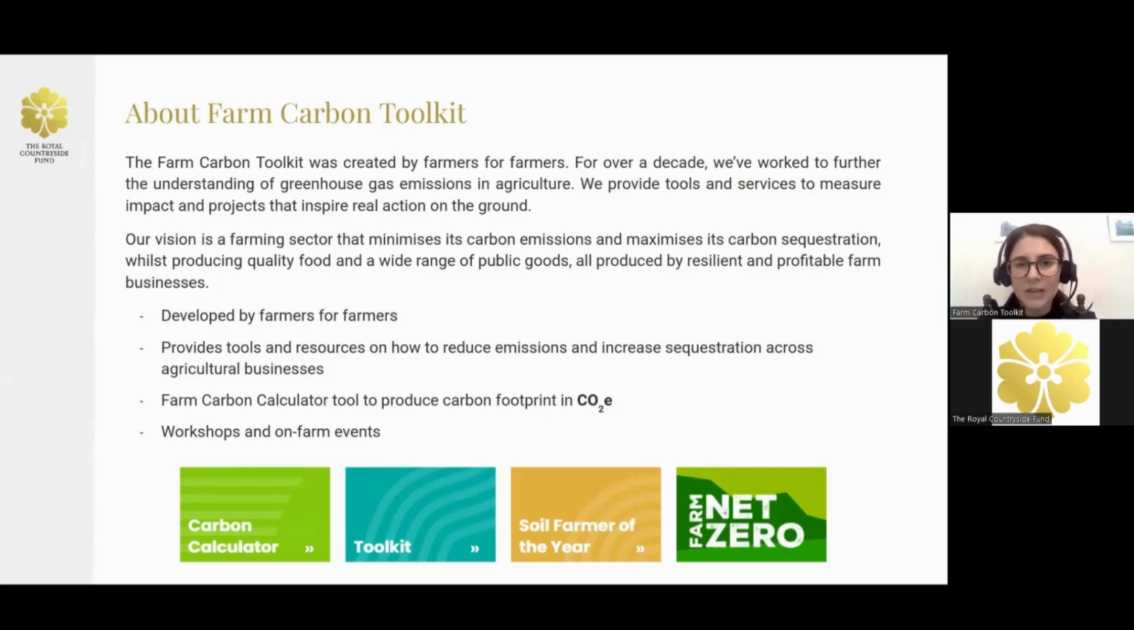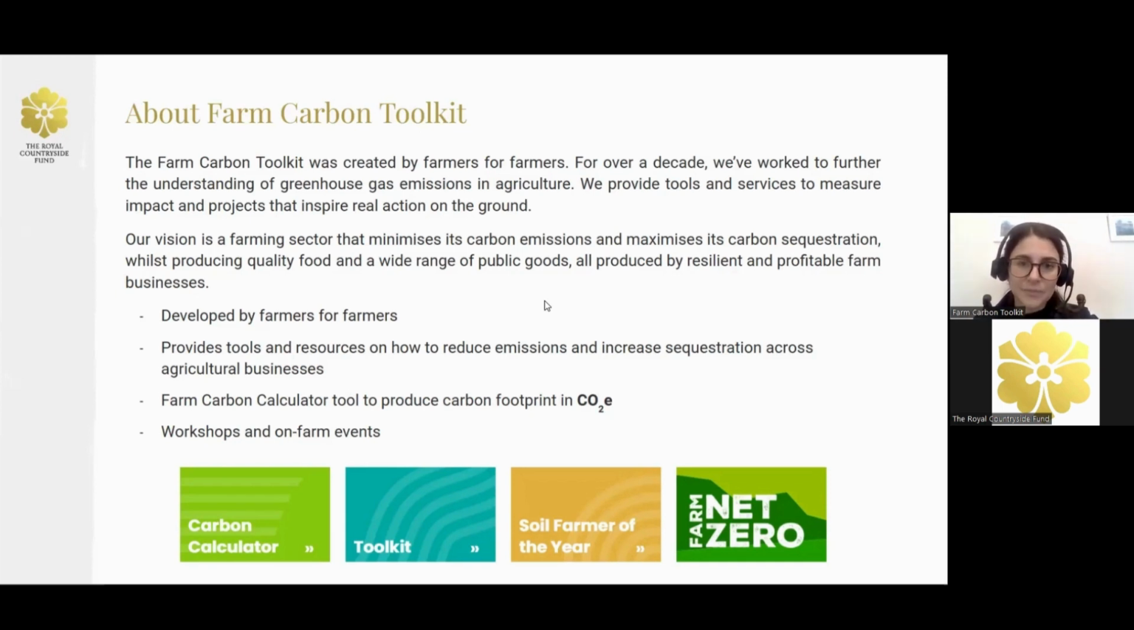So at Farm Carbon Toolkit, we provide tools and resources for farmers to help us measure and monitor our emissions, alongside furthering our understanding of how we can minimise our emissions on farm and maximise that sequestration that we have. Through this, we have our farm carbon calculator, which is free for farmers to use. We also have our farm carbon toolkit, as our name suggests, which is a big online knowledge library whereby you can go on and find out further information about any topics that you are interested in that may come up on this webinar or are involved with emissions or carbon or any other resource efficiency questions that you may have.